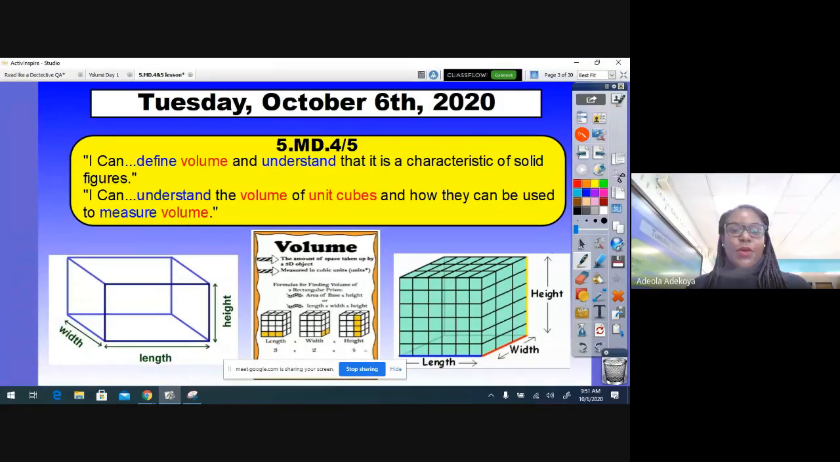All right, so today we're going to work on volumes. Our I can statement is: I can define volume and understand that it is a characteristic of a solid figure. We'll also work on another I can statement: I can understand the volume of cubic units and how they can be used to measure volume.